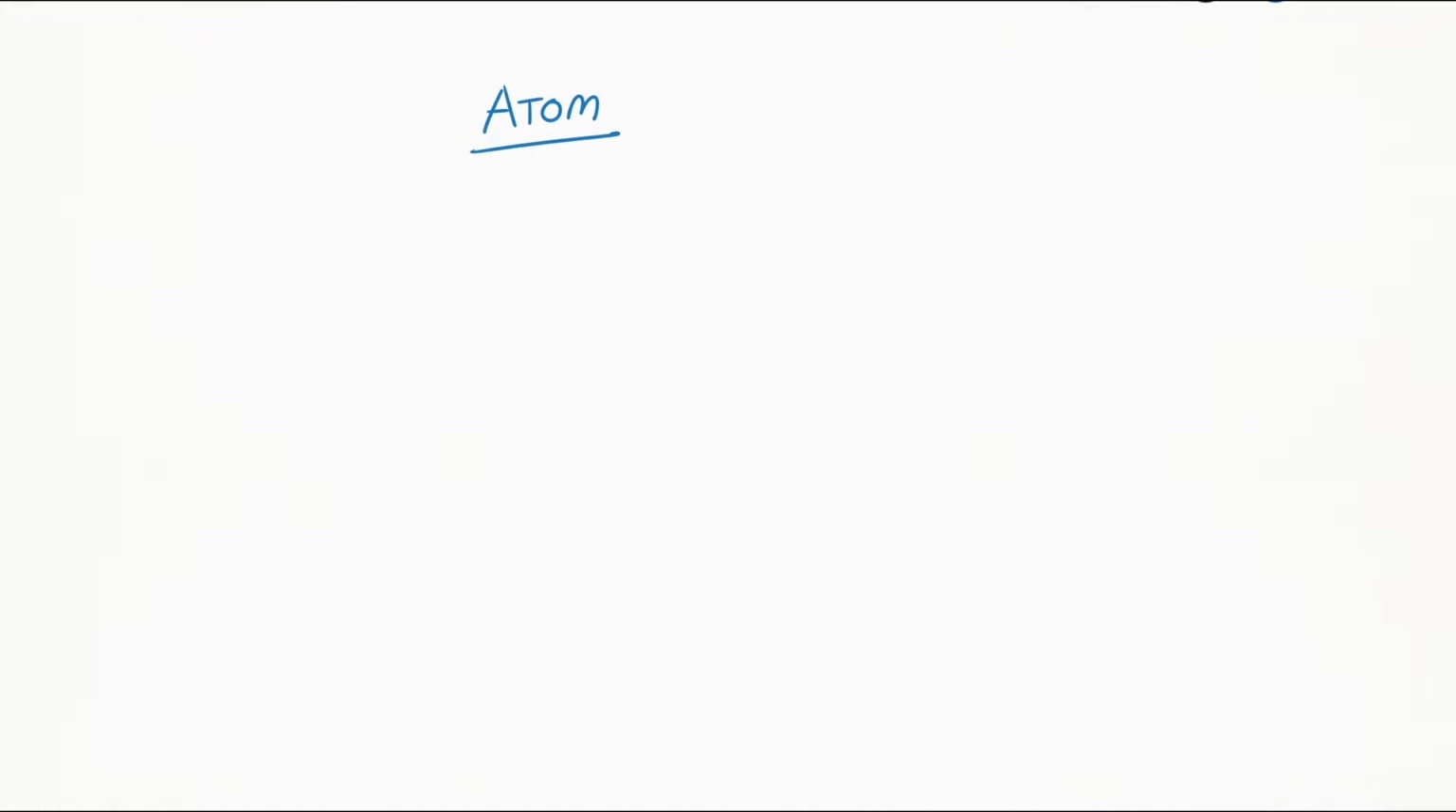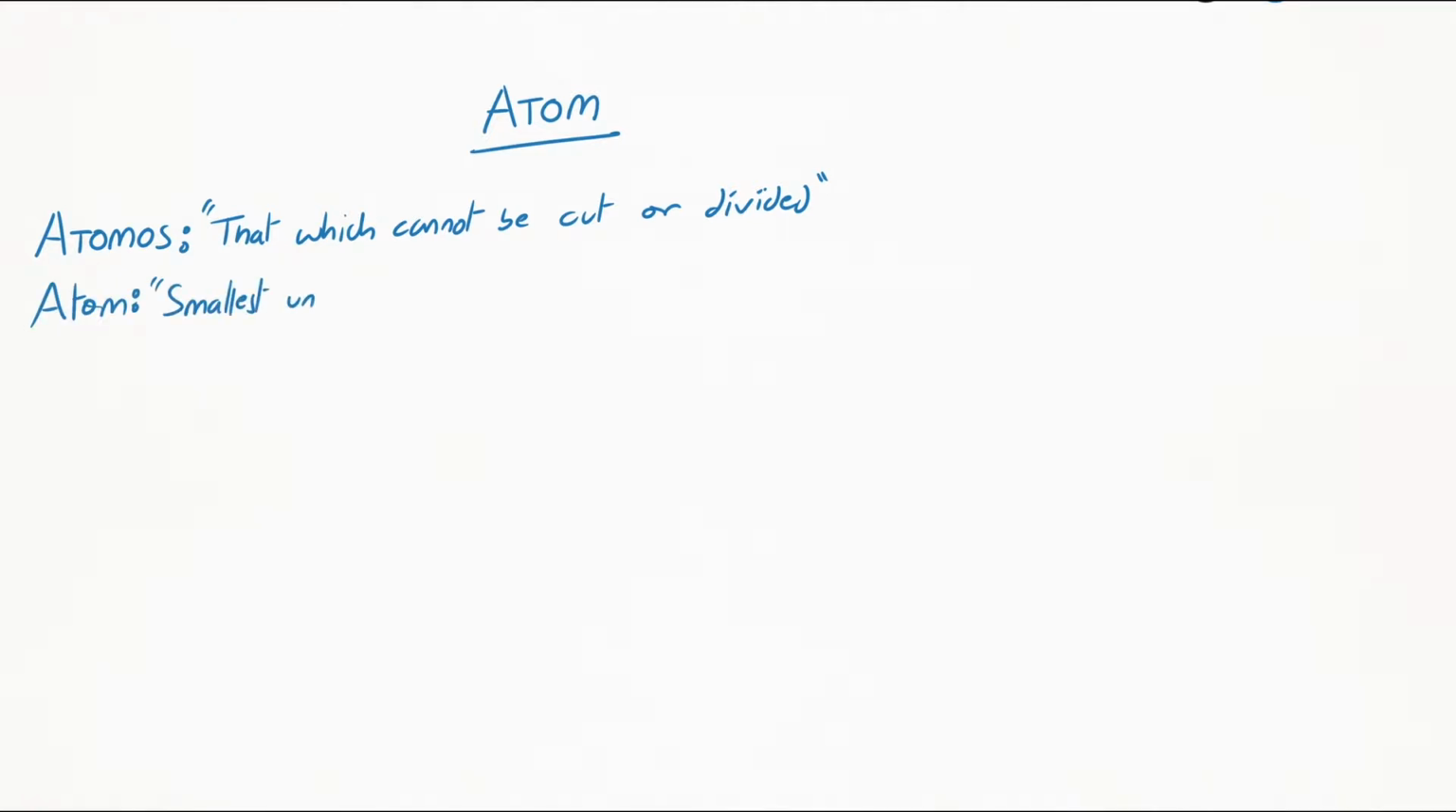Today we're going to be discussing the fundamentals of atoms. So what are atoms? The name atom comes from the Greek word atomos, which means that which cannot be cut or divided. While the name has been kept, we now know that the atom is no longer the smallest known particle, and while it can be divided, it is still defined as the smallest unit of matter that forms a chemical element.